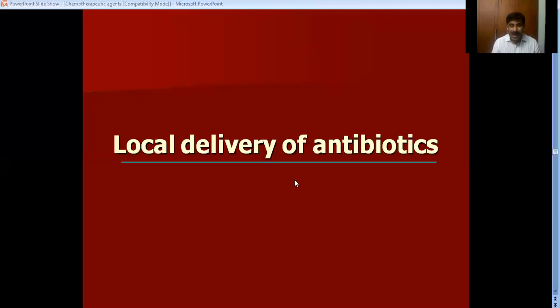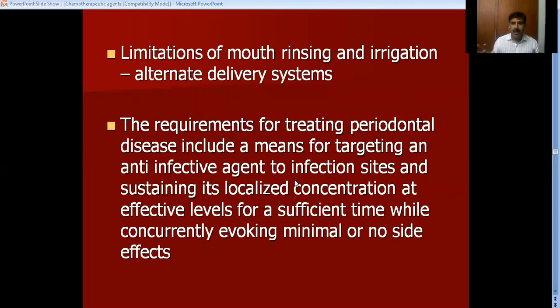Now, what is the rationale of giving local delivery of antibiotics? Now, when you give systemic antibiotics, the problem of systemic antibiotics is, for periodontal infection, obviously we are using these drugs for periodontal infection.